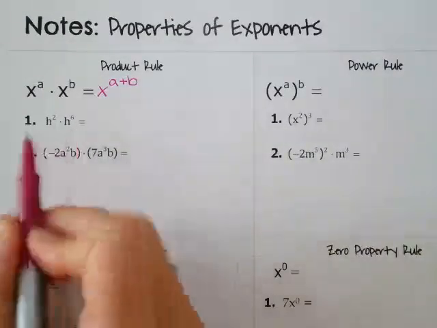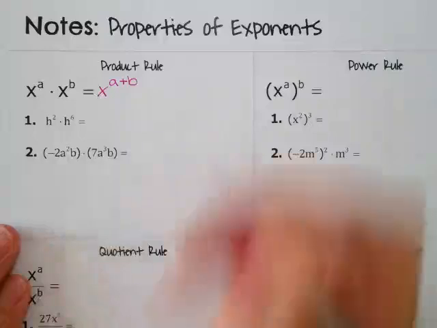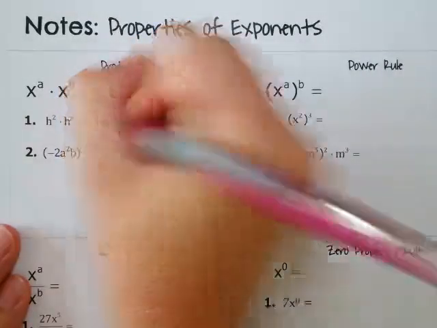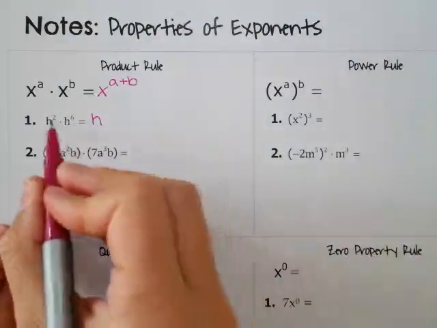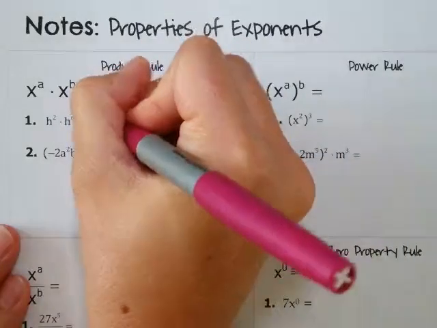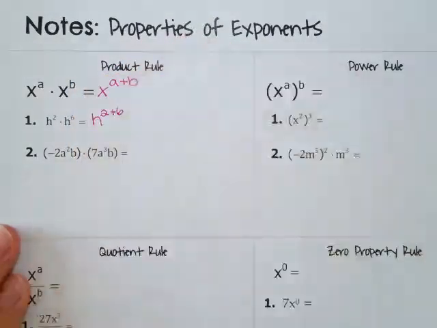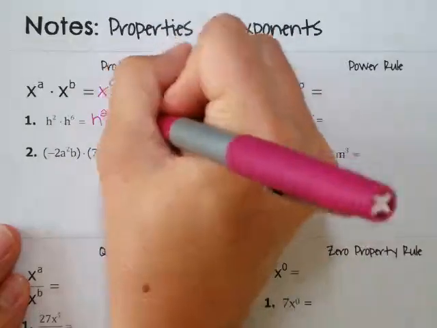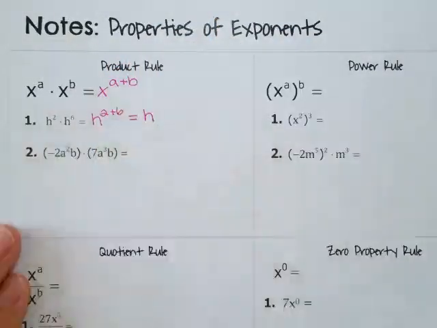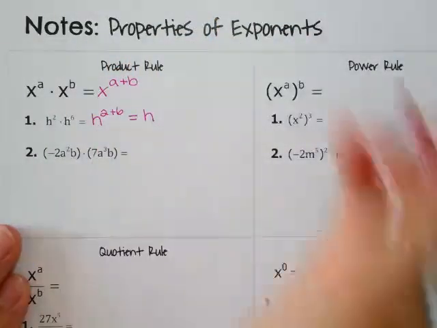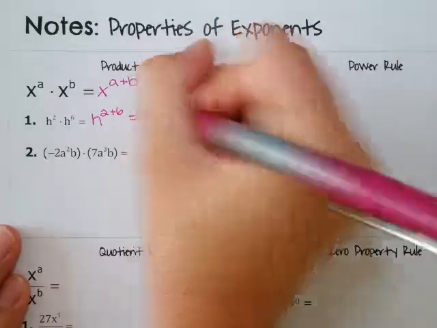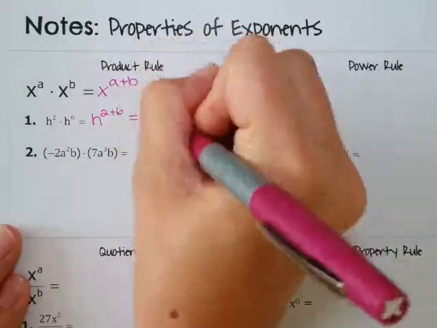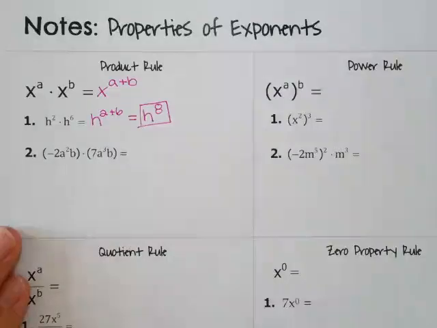So our first example here, they both have the same base of h. So I'm going to put h. And again, we are going to add the exponents, 2 plus 6. Well, we can simplify this. I'm going to keep my base h, and then we're going to add 2 plus 6. So our answer is going to be h to the 8th power.